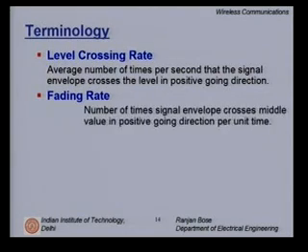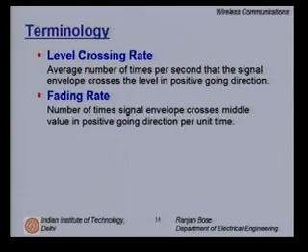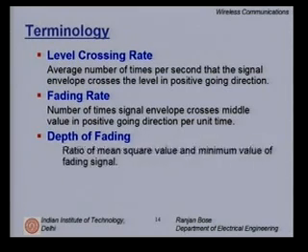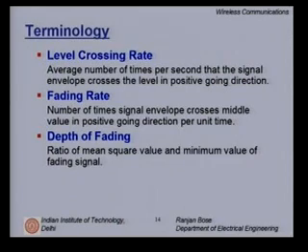Fading rate is defined as the number of times the signal envelope crosses a middle value in the positive going direction per unit time, hence the name fading rate. These two can help us quantify how good is my reception. Okay. Then there is a term called depth of fading. Depth of fading is defined as the ratio of the mean square value and the minimum value of the fading signal.